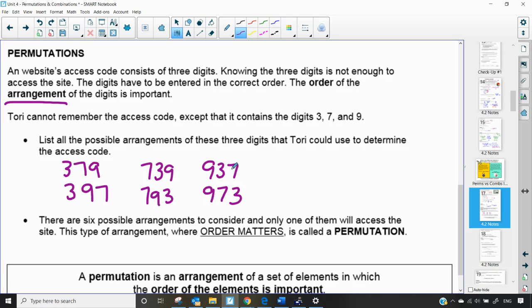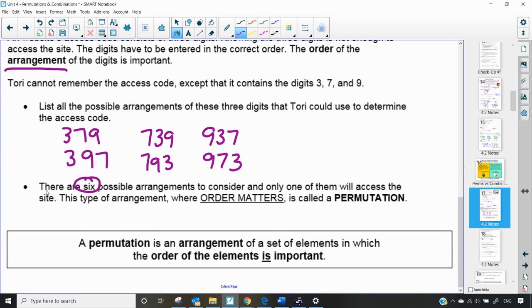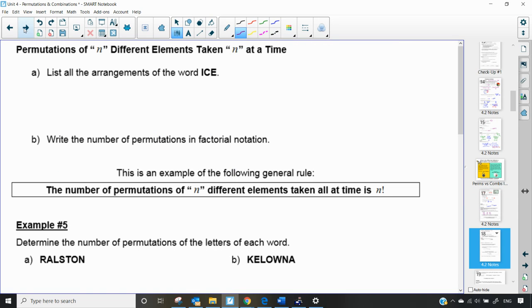So if we look at that, there are 6 possible arrangements, so 6 possible ways that we could organize those numbers to get a code, and only one of them is correct. So order matters. Again, that's a permutation. So a keyword again for permutation is arrangement. So a permutation is an arrangement of a set of elements where the order is important. So look at another example using letters.